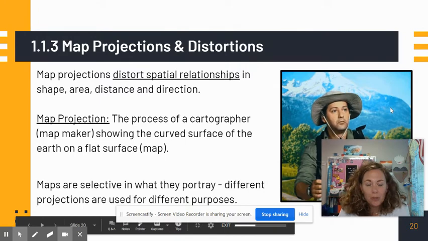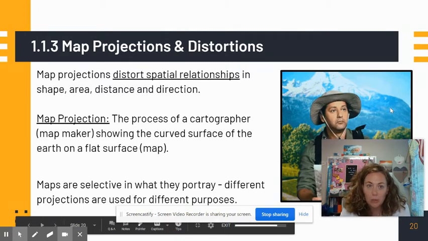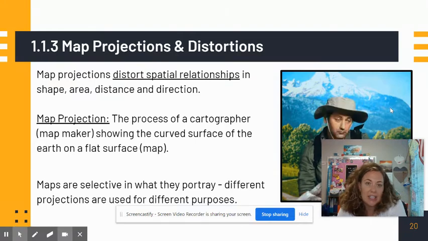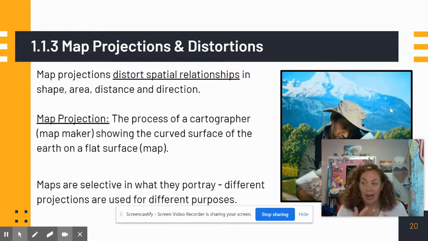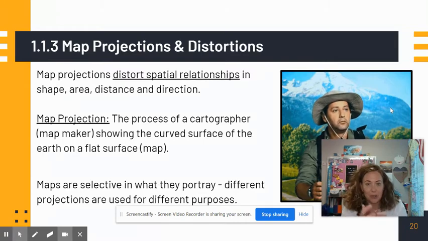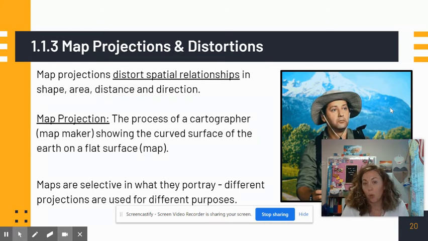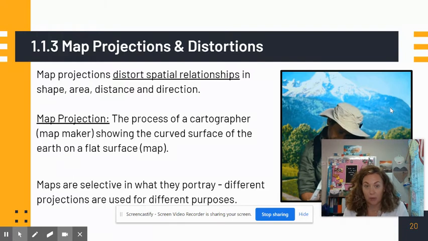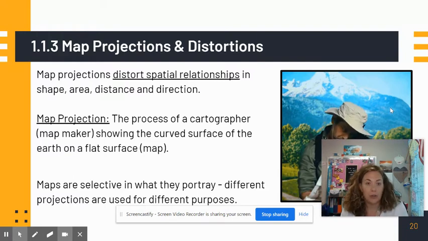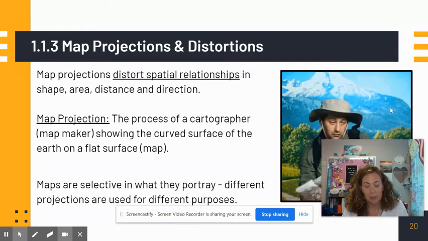Gonna record a hopefully quick lecture for you about standard 1.1.3, which is map projections and distortions. Guys, maps: we are trying to take something round that is a sphere and flatten it out and put it on paper. And so, of course, there's no perfect way to do that, and it always ends up distorted in some shape or form. So, just a review of this key term, a map projection is simply trying to get the curved surface of the earth onto a flat surface like a map.